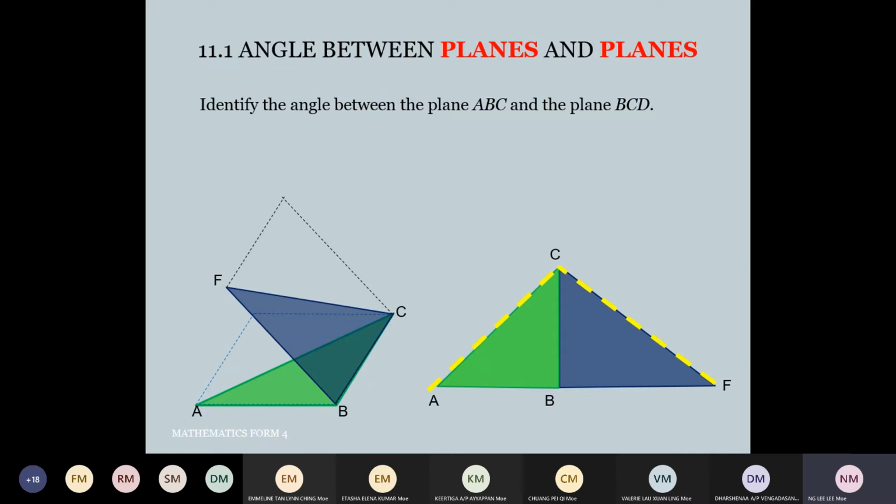So you see, ACF cannot. The one that can form a straight line is ABF. This straight line must cross both planes. Therefore your angle is at ABF.